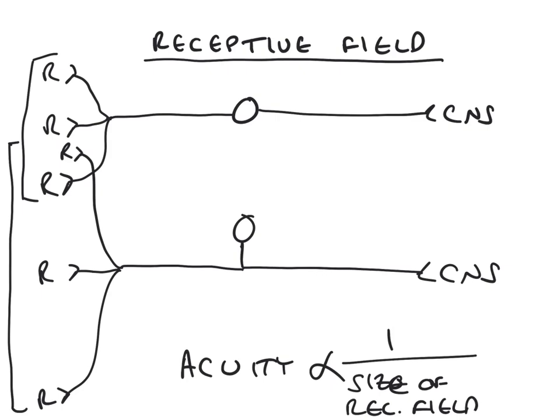Now, an everyday example of this might be the sensor in your digital camera or your phone. If you have a very high megapixel rating, then the receptive fields are very small, the pixels are small. So it's got a high acuity, it can resolve two points much, much better than a camera with a lower megapixel rating, which has much larger receptive fields.